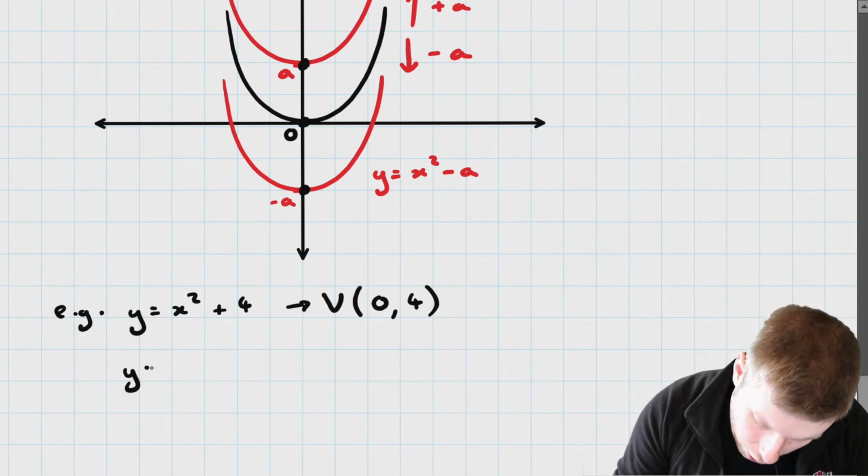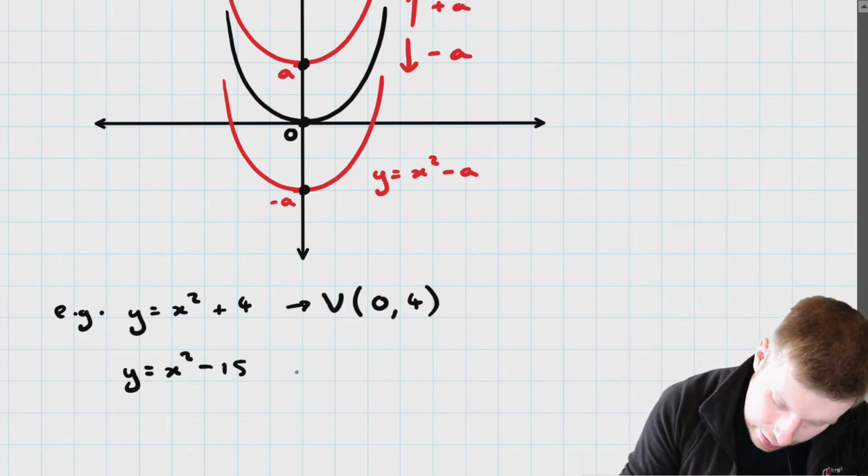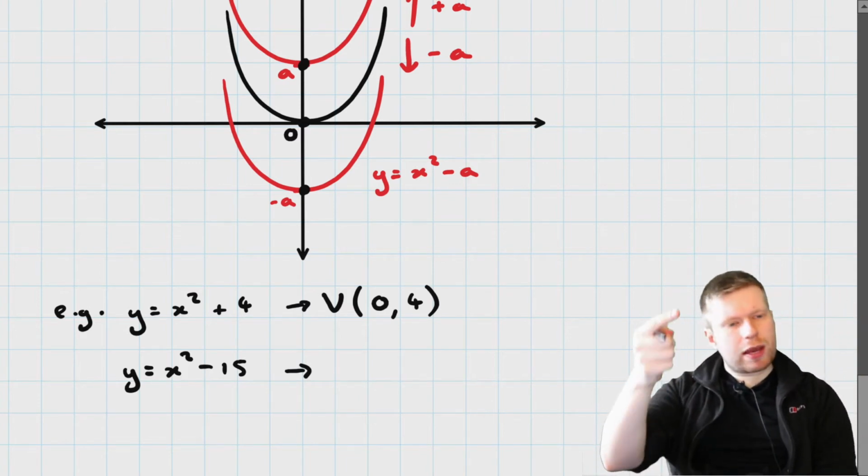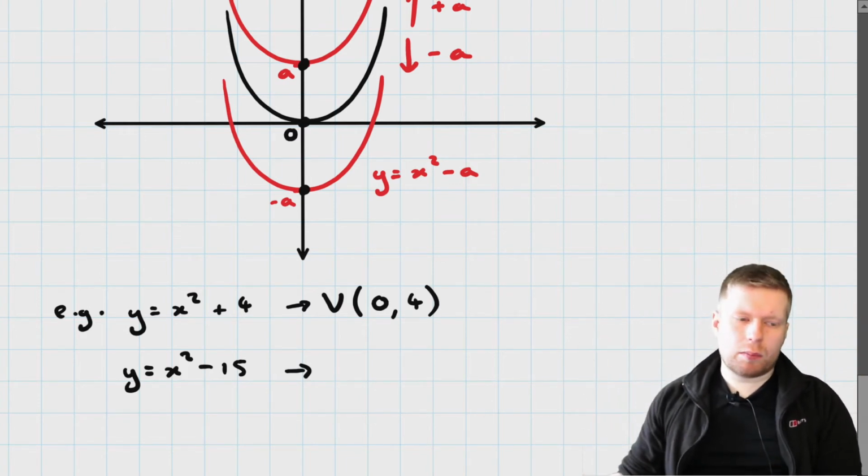If I take the graph y equals x squared minus 15, then I wonder if you can tell me, what's the transformation that's happened and where would the vertex end up?